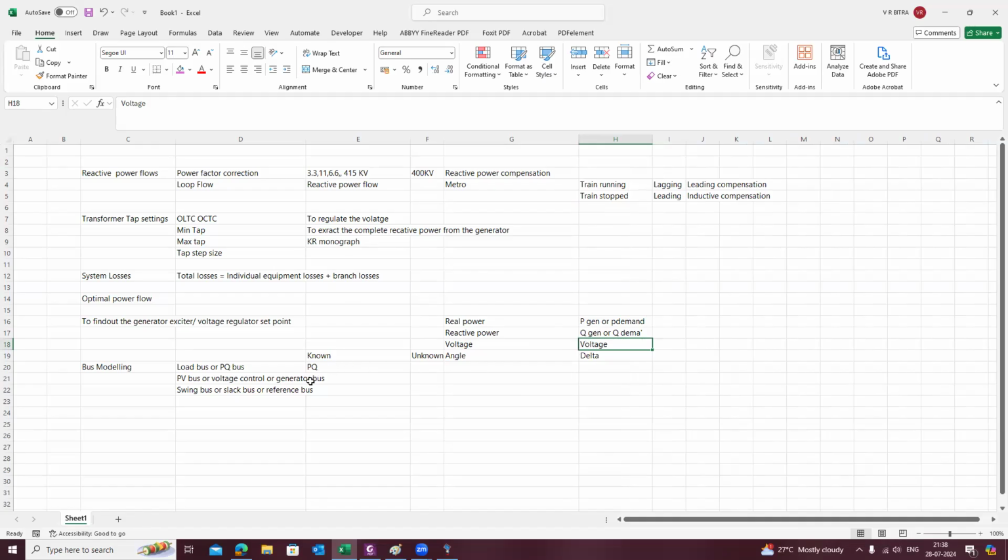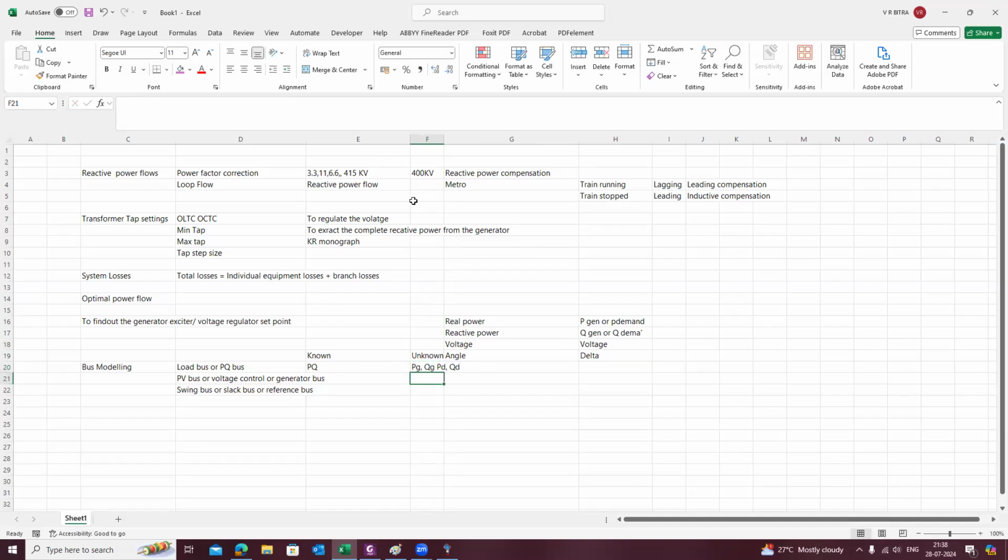So if you take the load bus, or you will call it as a PQ bus, you know the real power generation and you know the reactive power generation. That means PG is known, QG is known. Similarly, you know the PD, power demand is known, and the reactive power demand, QD, is also known.